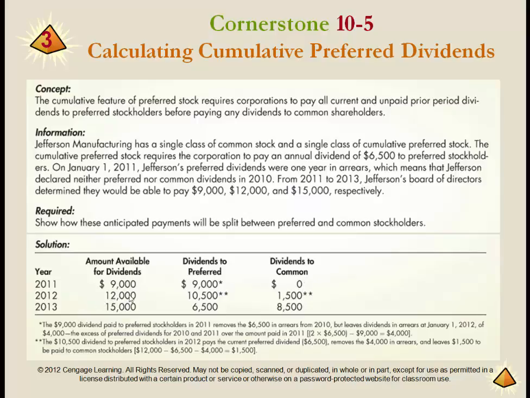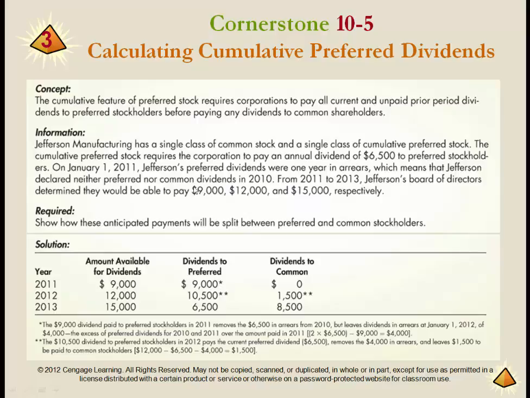The next one, 12,000 was available. Well, 10,500 went to preferred shareholders because they were short 1,500 here, and you can kind of work your way down and take a look at the calculations because it deals with dividends in arrears. Just read through this and it'll give you a perspective on exactly how the calculations were done for preferred. It gives you an idea that preferred shareholders get dividends that go back.